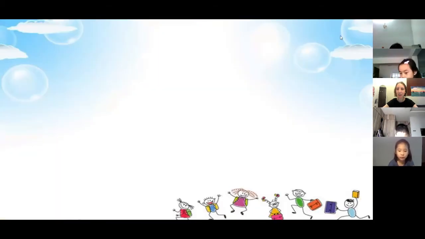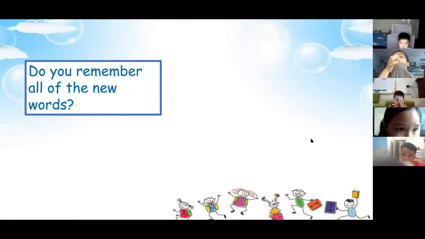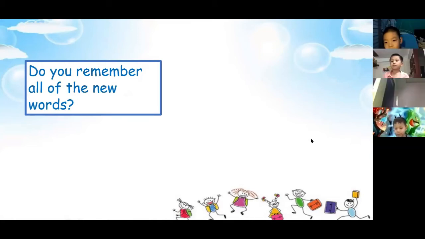Okay, so that was our phonics that we learned about last week. And now we're going to try to remember the new words. Does anyone remember the new words that we learned this week? Hand up if you remember any. QK, do you want to help me? Can you help me to remember the new words?